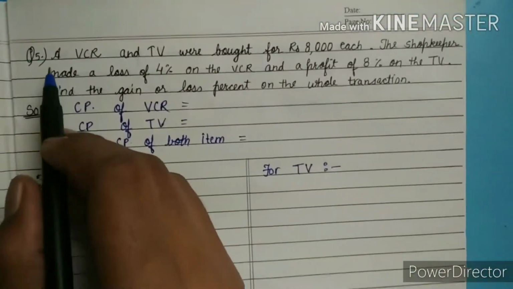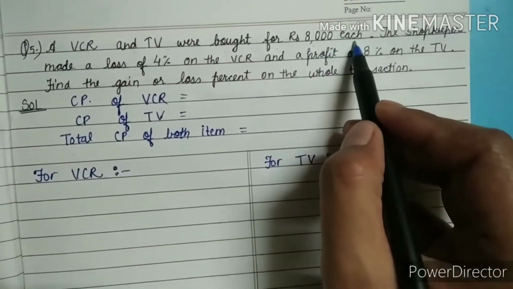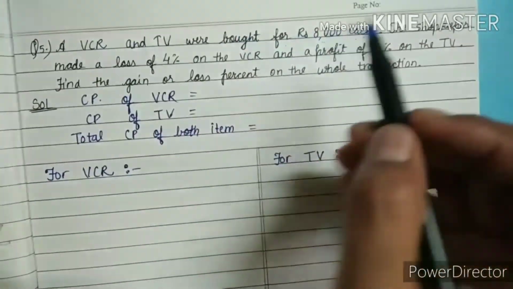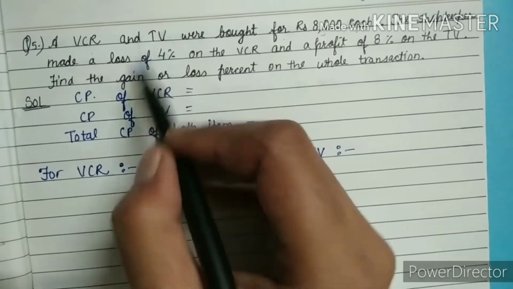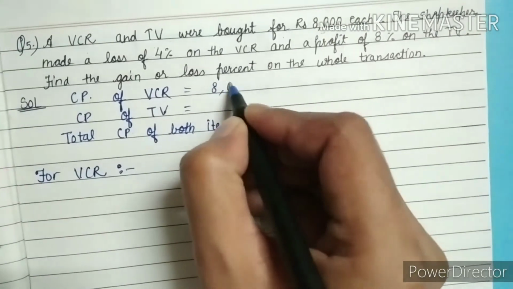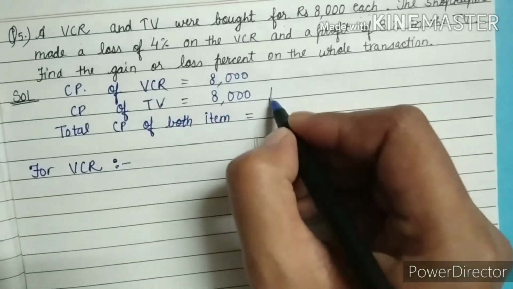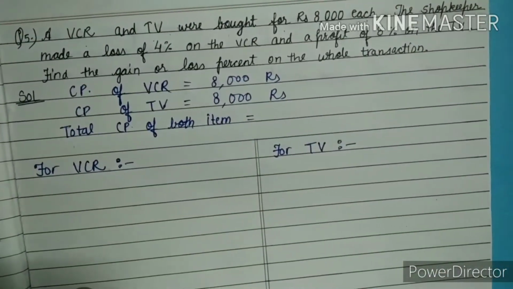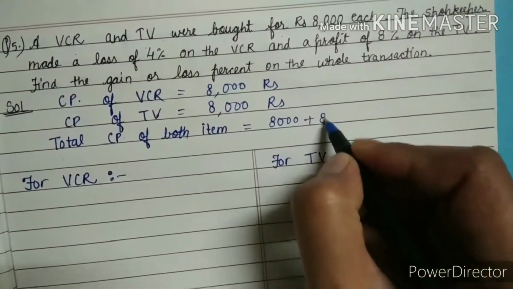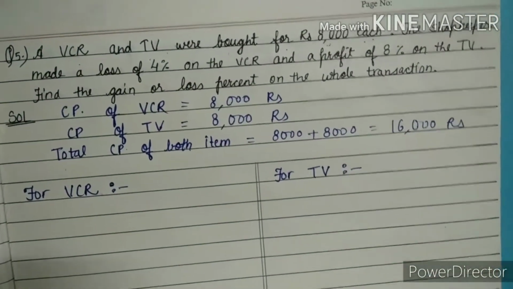Question number 5 is, a VCR and TV were both bought for rupees 8,000 each. Each word is there, it means 8,000 for VCR separately and 8,000 for TV separately. So cost price of VCR is 8,000 because each word is there, and cost price of TV is also 8,000 rupees. So total cost price of both items is 8,000 plus 8,000, so it will become 16,000 rupees.